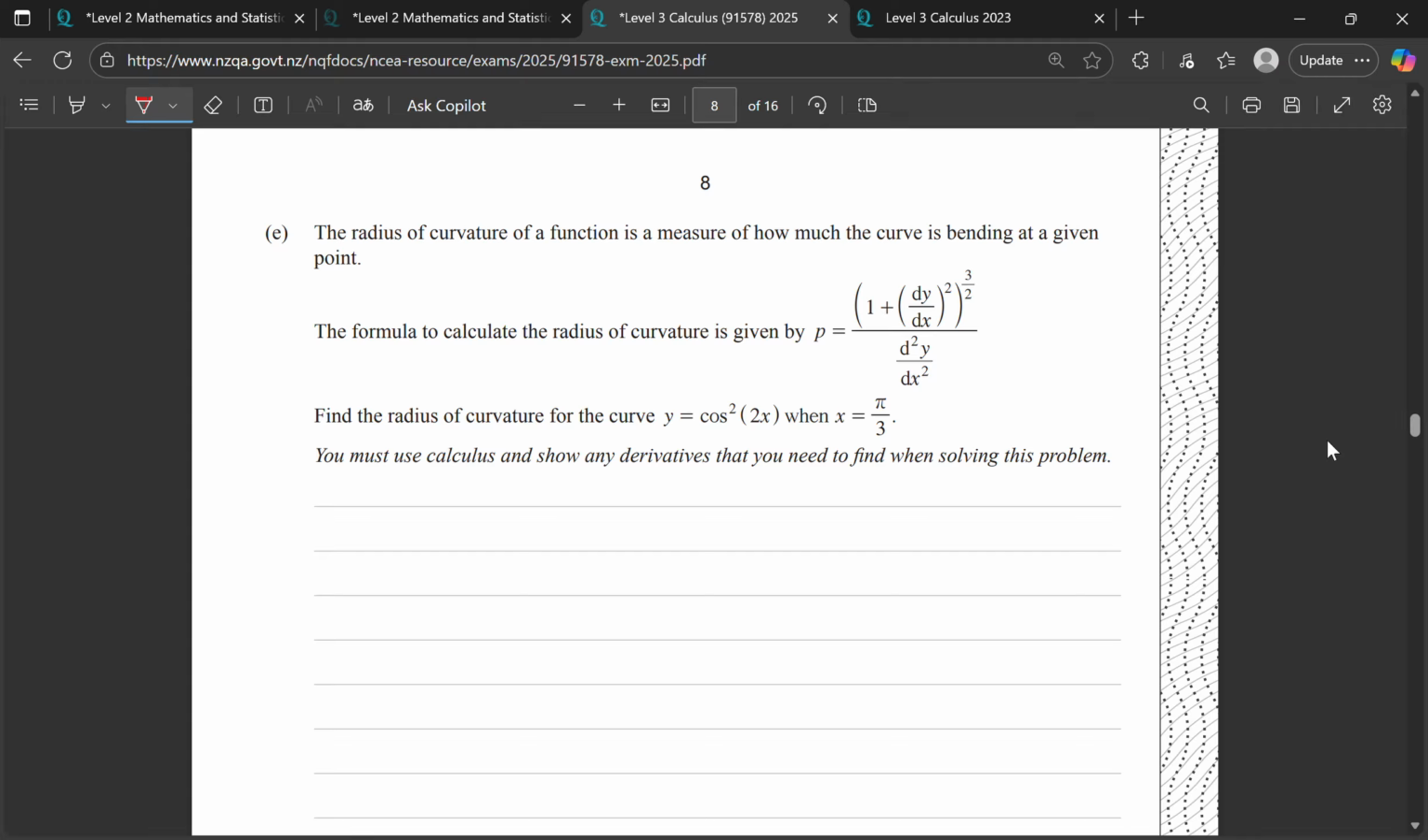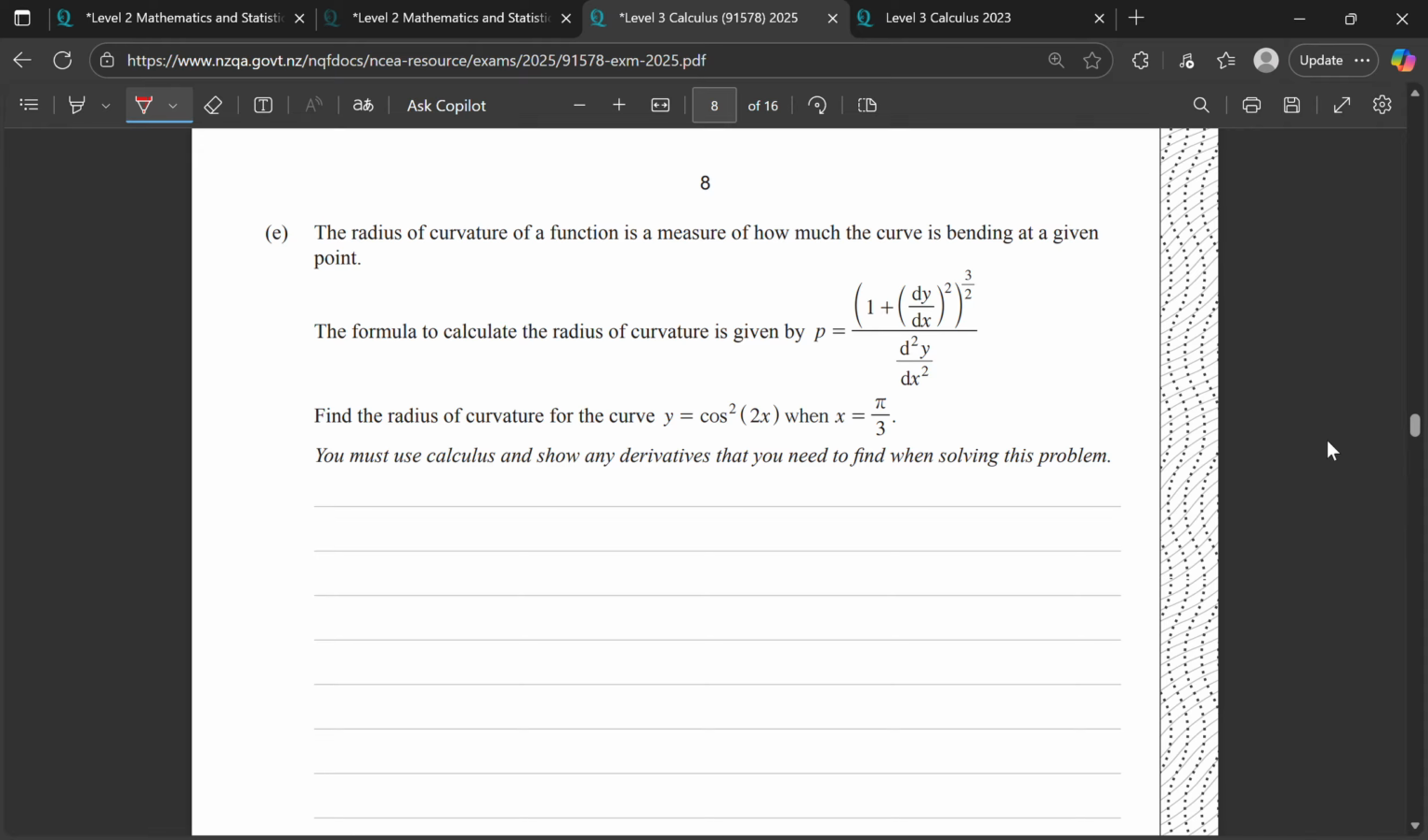We are doing 2025 level 3 differentiation question 2e. The radius of curvature of a function is a measure of how much the curve is bending at a given point. The formula to calculate the radius of curvature is given by rho equals that. Find the radius of curvature for the curve y equals cosine squared 2x when x equals pi over 3. You must use calculus and show any derivatives that you need to find when solving this problem.